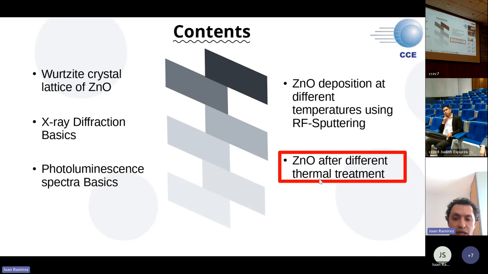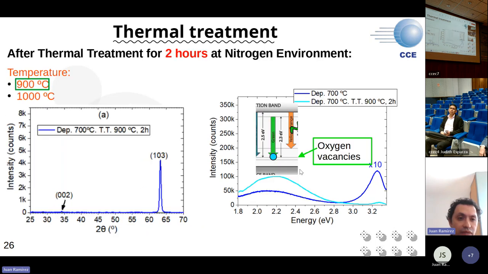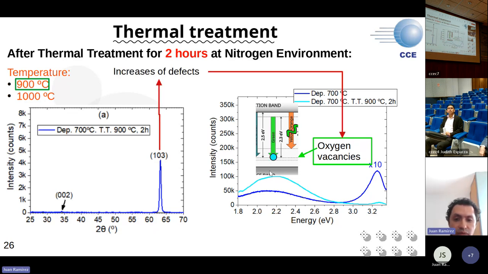So about the zinc oxide thermal treatment, this is the X-ray diffraction and the photoluminescence for the sample deposited at 700 Celsius degrees without thermal treatment. But in this case, after the thermal treatment for 2 hours in nitrogen environment at 900 Celsius degrees, we can see an increment of the non-basal plane. The non-basal plane in this case is 103. Increasing this intensity is related with the defects, an increase of the defects.